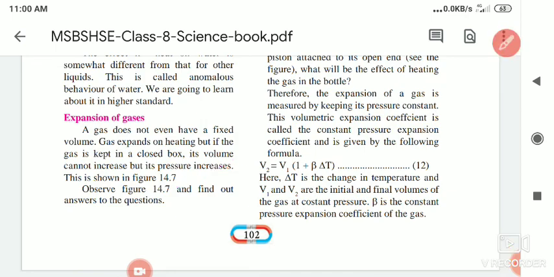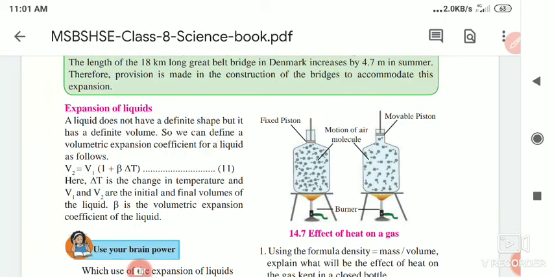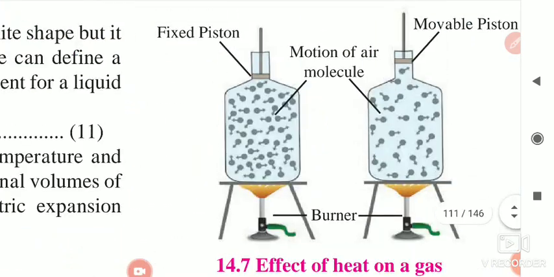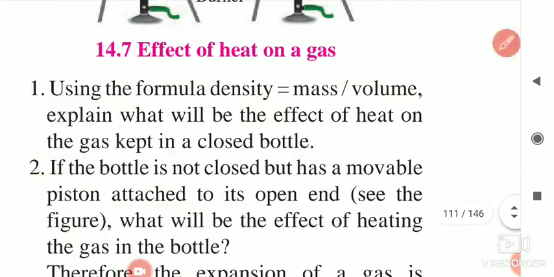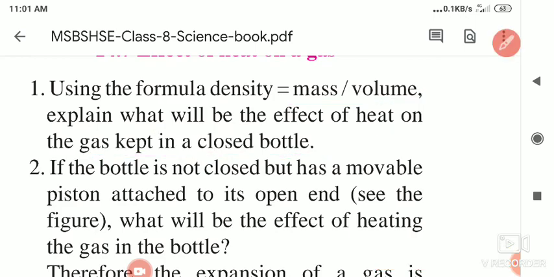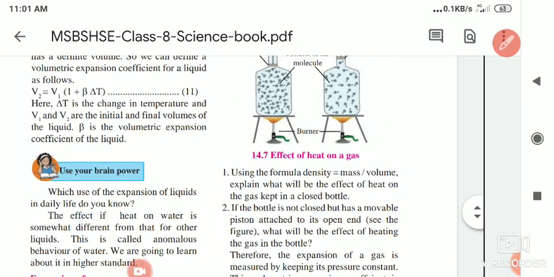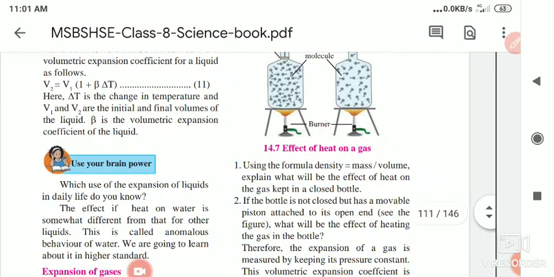In 14.7, find the answers to the following questions. Here it is a figure, I already explained it to you. Due to temperature the gas expands and the piston moves upward. Using the formula density is equal to mass upon volume, explain what will be the effect of heat on the gas kept in the closed bottle. So when we provide heat to it, it expands, and due to this the piston moves upward.